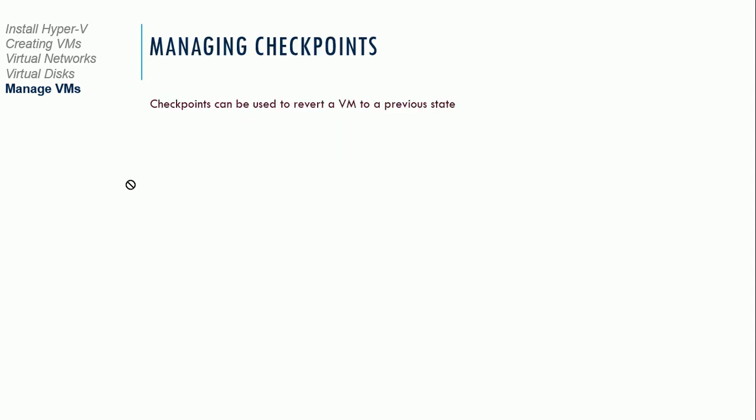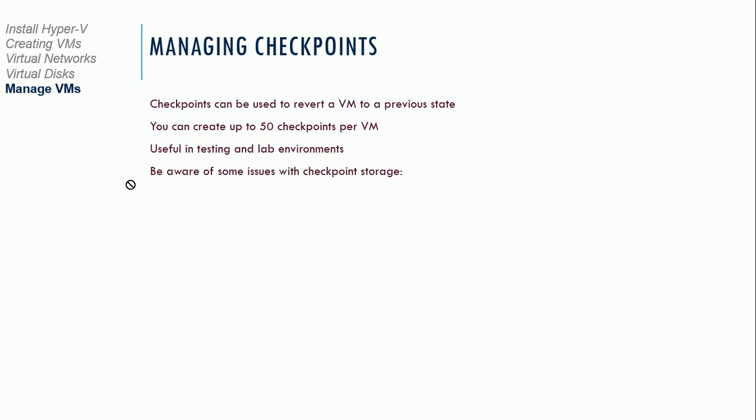All right, so we talked about automatic stopping. So checkpoints can be used to revert to a previous state, as we discussed before. You can create up to 50 checkpoints per VM. So they're useful for testing in lab environments. So you can take sort of a snapshot in time when you're doing something. So if you're testing some build with software or baselining or something like that, you could take a checkpoint or save a checkpoint, which we discussed earlier how to do that. And you can roll back to that later on if you need to.